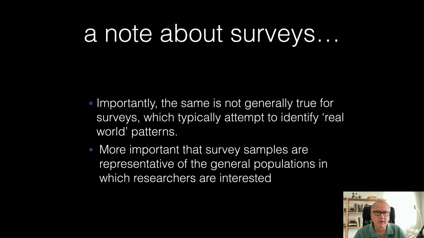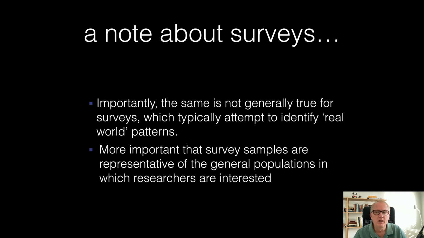Now, I'll note, though, that in the next lecture, we're going to be talking about surveys. And very often in surveys, it's just not generally true that they're actually trying to generalize to the entire population via a theory. Surveys typically are trying to identify real-world patterns. The reason why they're conducting the survey in the first place is they're hoping to understand what the whole population thinks. So it's more important that survey samples are representative of the general populations in which researchers are interested in.